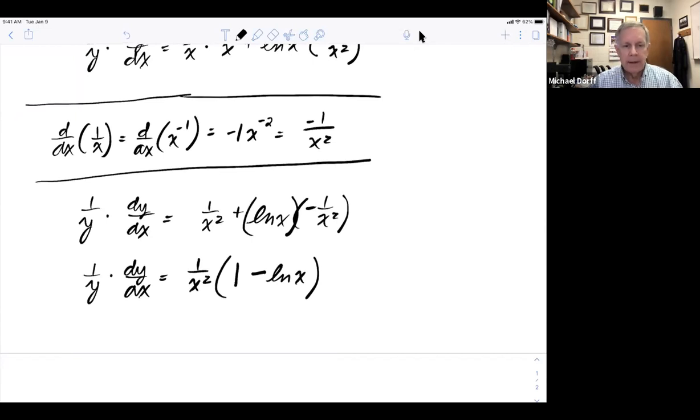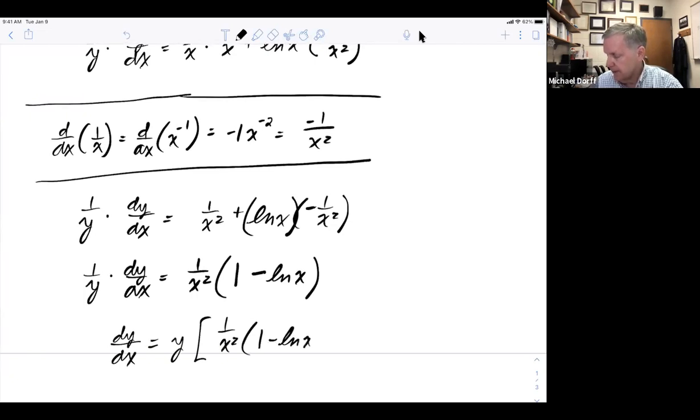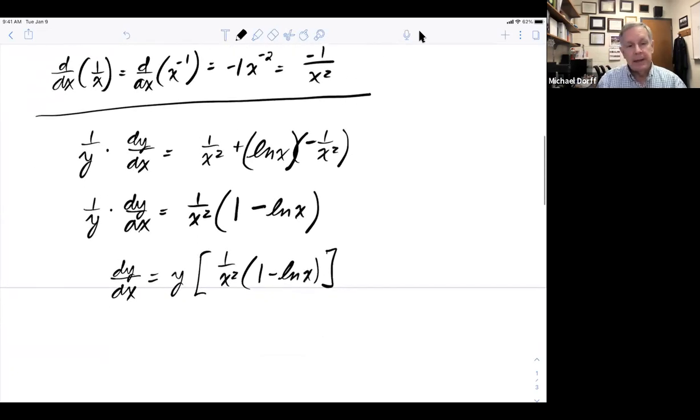Now I have that 1 over y on the left side. I need to bring that over to the right side so I can just have dy dx by itself on the left side. So I'm going to multiply both sides by y, so I get rid of that 1 over y. So then I have y times 1 over x squared times 1 minus natural log of x. And now I don't want to leave that y there. I want to have everything in terms of x if I can on the right side. And I can do that in these types of problems. And so I write dy dx.